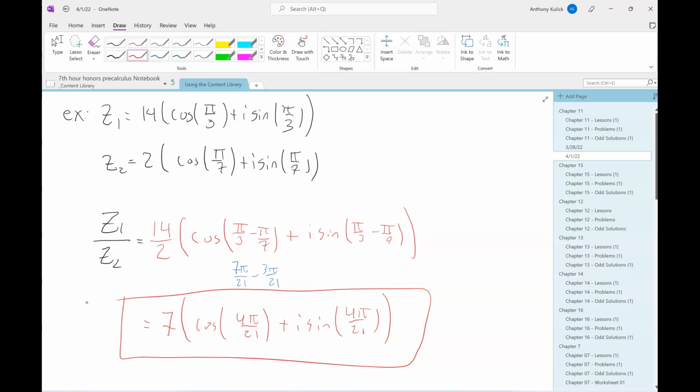So what's the observation that we want? What's the takeaway here? Which ones are easier to multiply and divide? The trigonometric form or the standard form? Trigonometric form, right? So if you prefer, even if you're given a standard form problem, what could you do? Convert it to trigonometric form, do the operation in trigonometric form, and then convert it back out to standard form.